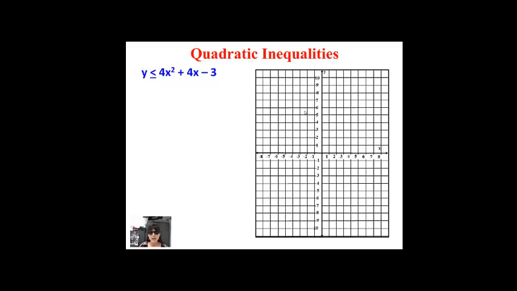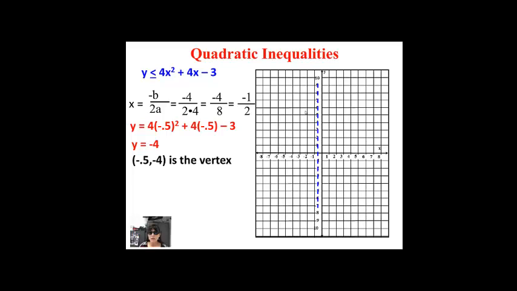We're going to use the opposite of b over 2a. We get negative 4 over 2 times 4, which equals negative 1/2. We're going to draw our axis of symmetry there, plug in negative 1/2 for x to find our vertex, and we get y is negative 4. Graph your vertex at negative 1/2, negative 4. Now we're going to find our y-intercept. We know that that's negative 3, so we are going to plot our y-intercept.